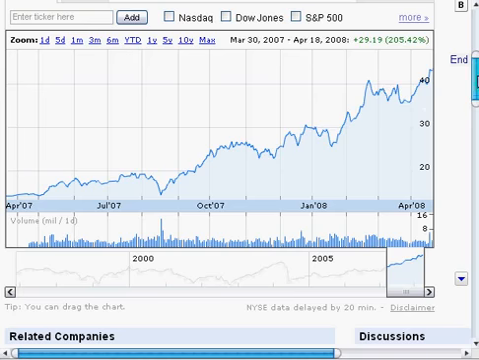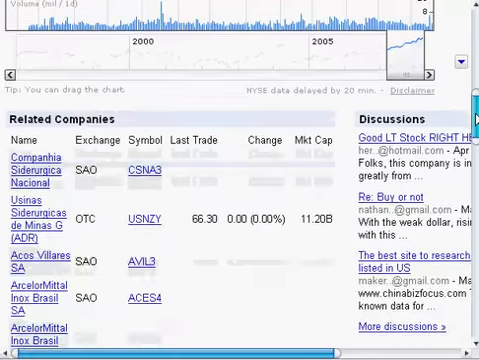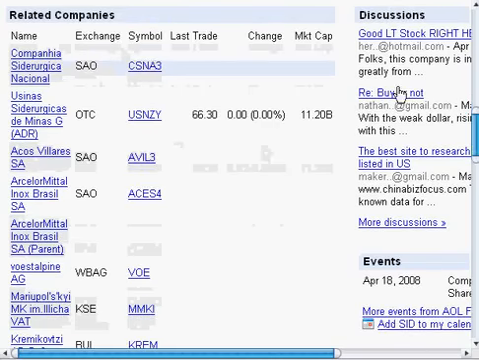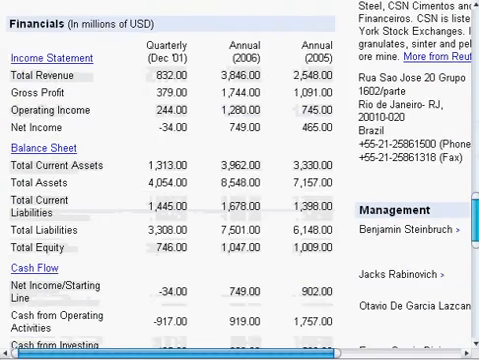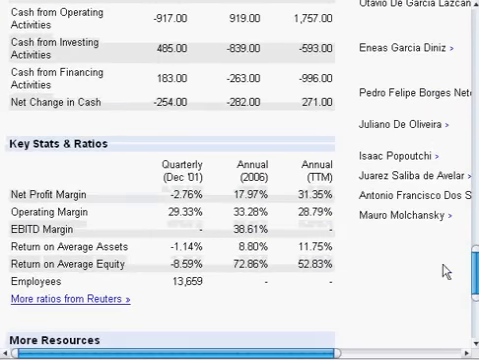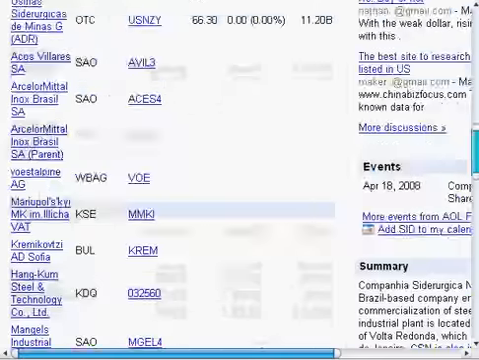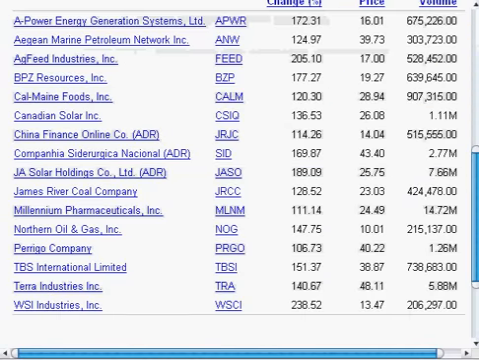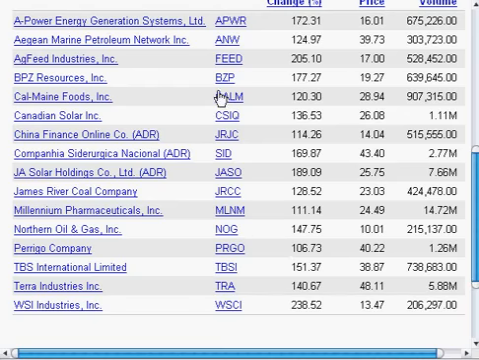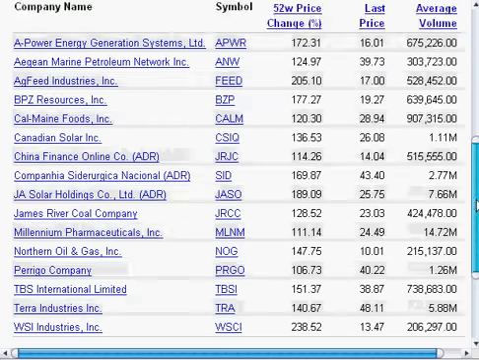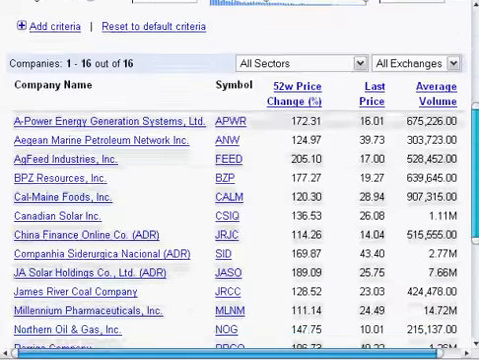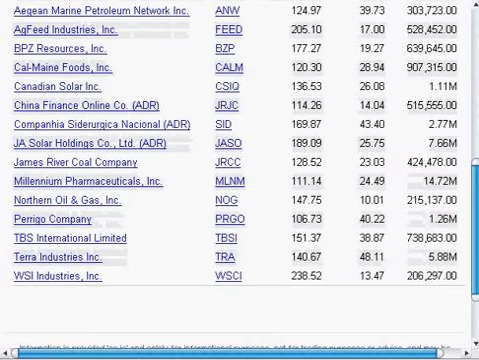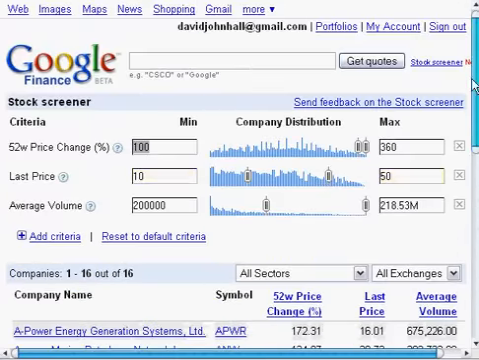If you scroll down here, you can see companies related to SID. You can see financial information for SID and also get some key stats and ratios. And that's true for any one of the stocks listed on your stock screen here. And go ahead if you want to click on any one of those and review their financial and chart and technical information.